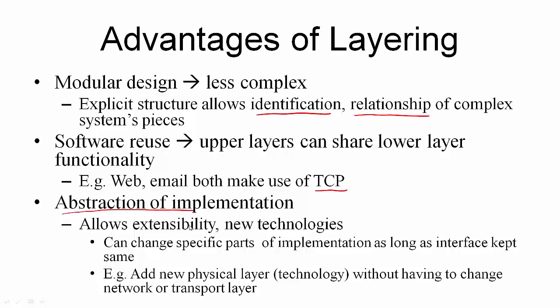For example, if you want to change some routing functionality, you don't have to touch the link layer, physical layer, or the transport layer. You just need to touch the routing layer. Similarly, if you want to add a new physical layer because a new technology has come about, you just need to change the physical layer. That's about it. So there are a lot of advantages of layering, and this is one of the reasons why this model is used extensively in computer networks.